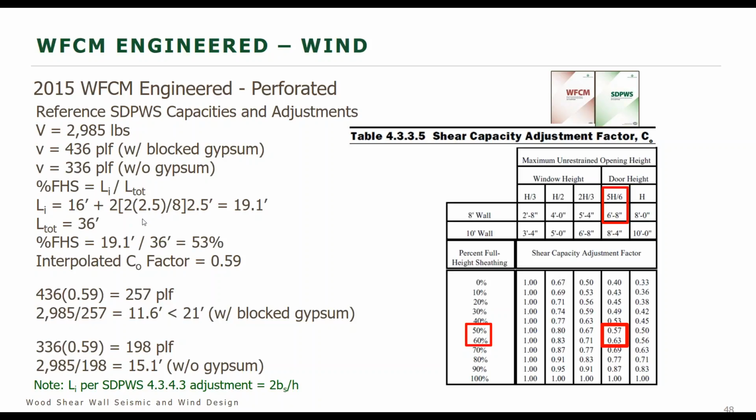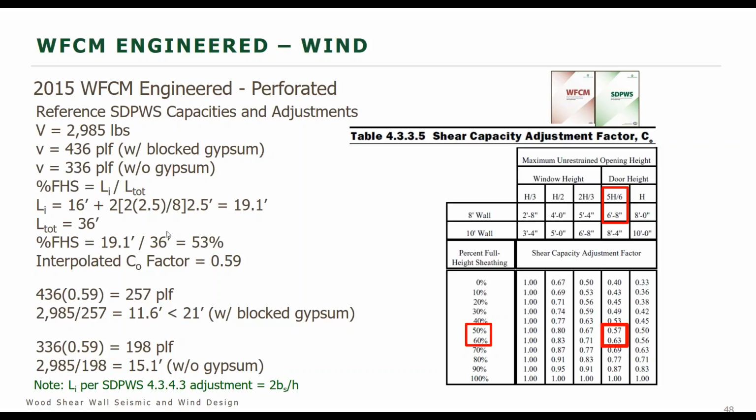We see that applied to our 2 small high aspect ratio segments between the windows. So that 2bs is 2.5, and then the h, the height, is 8 feet. So our effective length of full height sheathing becomes 19.1 feet. So our percentage of supplied full height sheathing in this case is 53%.